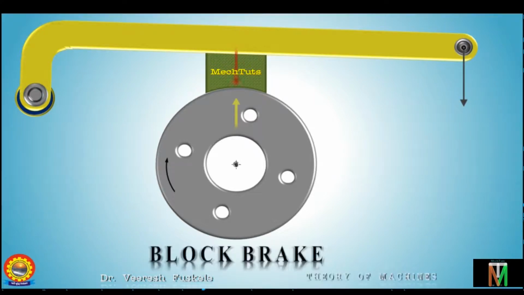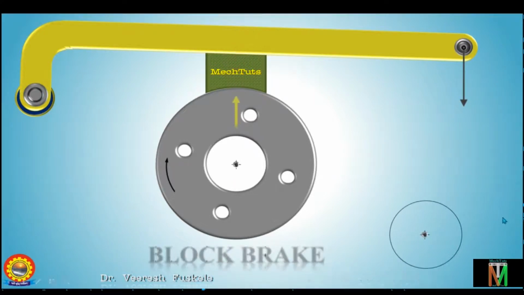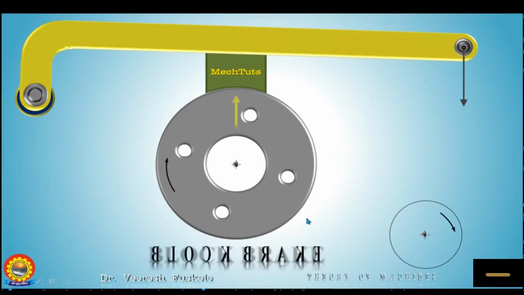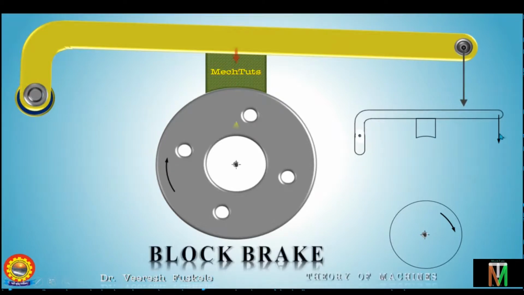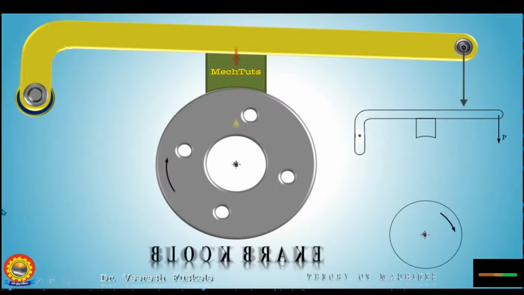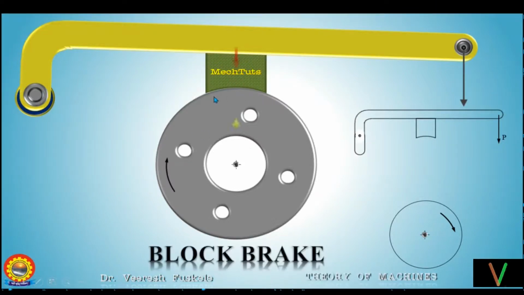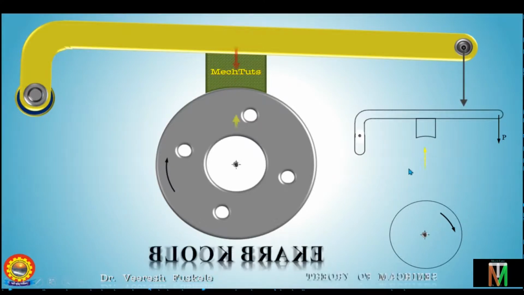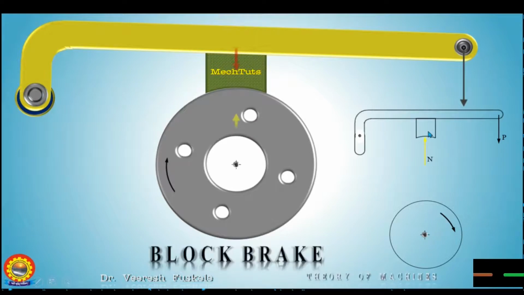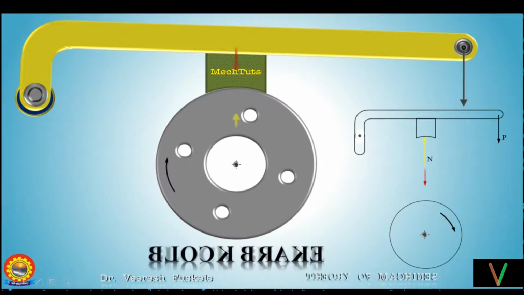So let's draw. Suppose this is the drum which is rotating in the clockwise direction, and this is the lever which is pivoted here, and this is the force P applied. So as discussed, these forces can be plotted here like this. This is the reaction of the drum on the block, and this is the radial force applied by the block on the drum.